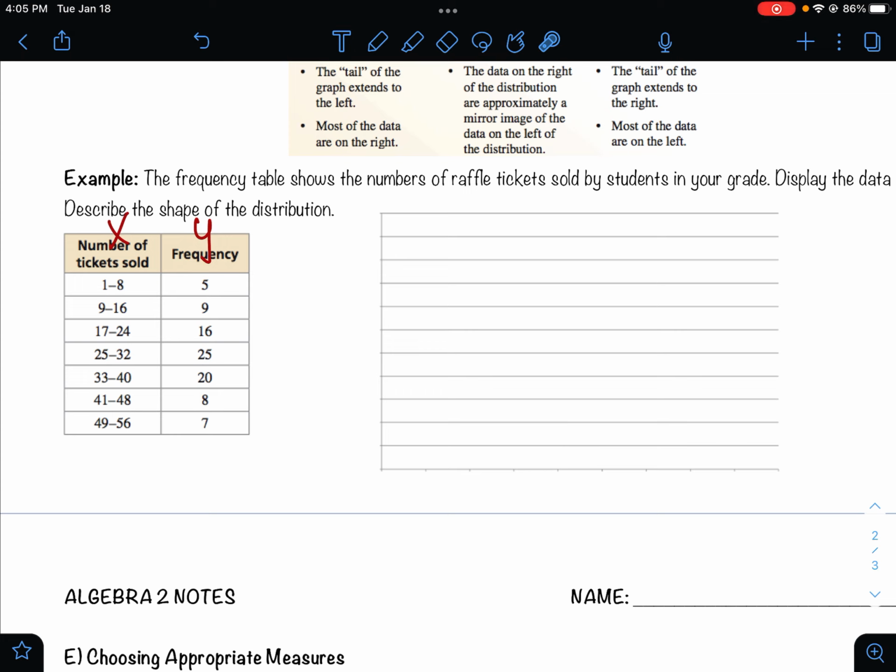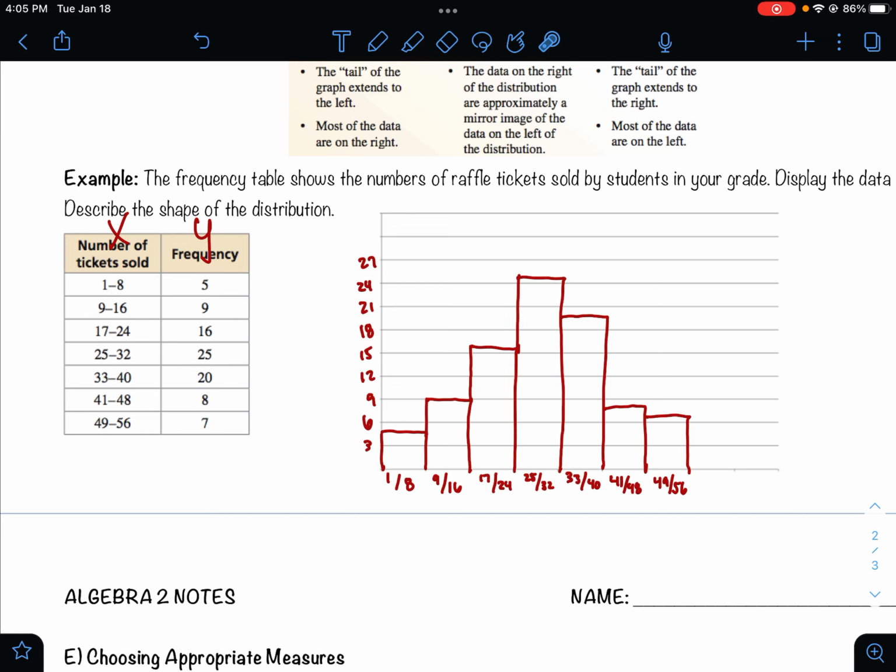This is your X, and there's your Y. And you just plot your X ranges down here, your Y ranges here, and you're just going to create a bar graph. Now here's what it looks like. You'll see all of my ranges down here, 1 to 8, 9 to 16, 17 to 24, 25 to 32. And then I just made a bar graph of the frequency of that particular range.